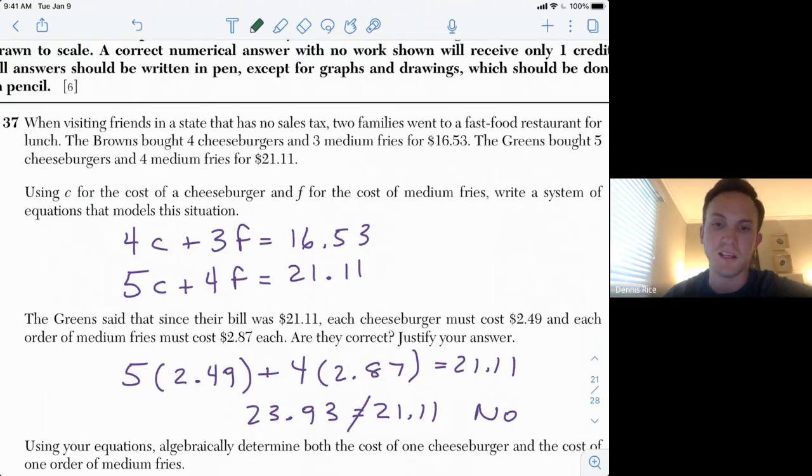Plug it in. It does say justify, going back to what Rachel asked earlier. I don't want to just put no period. So for justify, I'm showing no, 2393 does not equal 2111. I could write that out in words, or I just showed it with the equal sign with the slash through it. So no, they're incorrect.